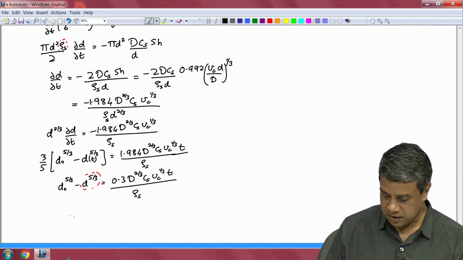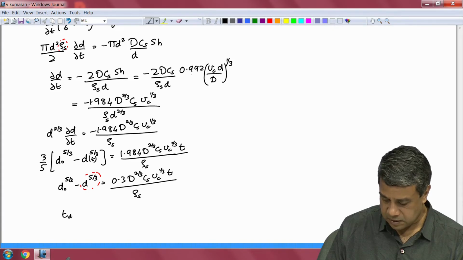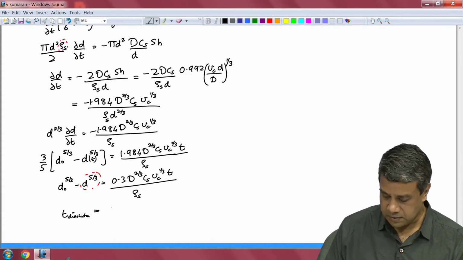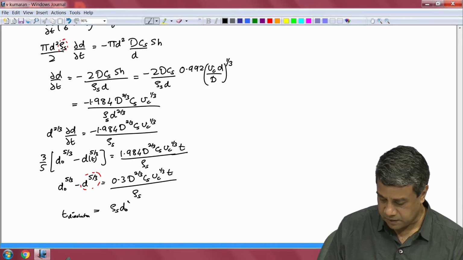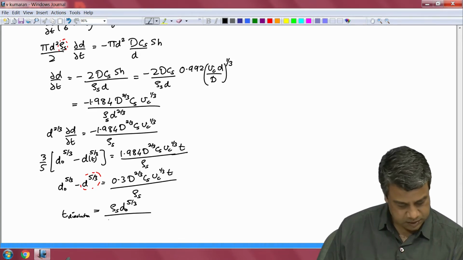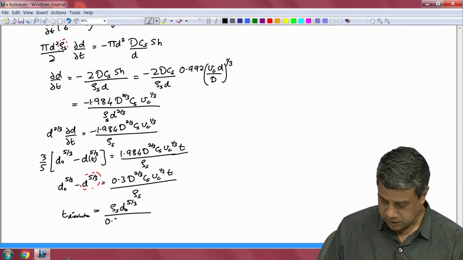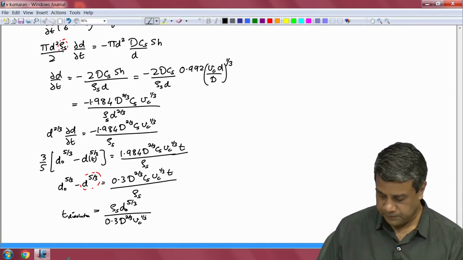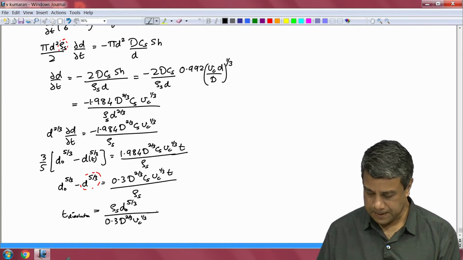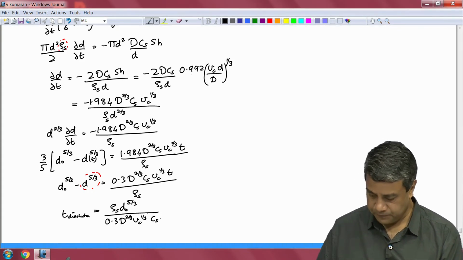Therefore, the dissolution time is the time at which this diameter is equal to 0, or this is equal to rho s times d naught power 5 by 3 divided by 0.3 D power 2/3 Vc power 1/3 times Cs.